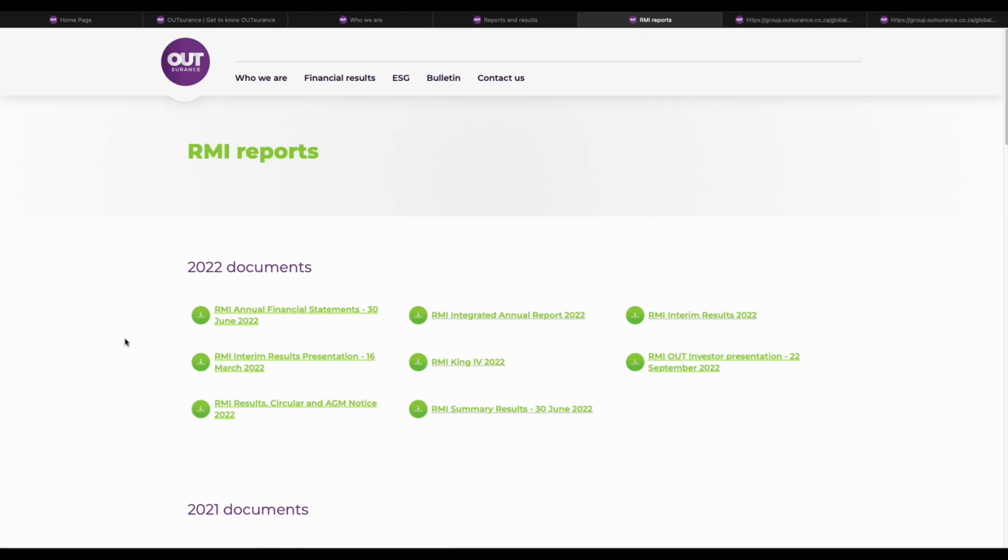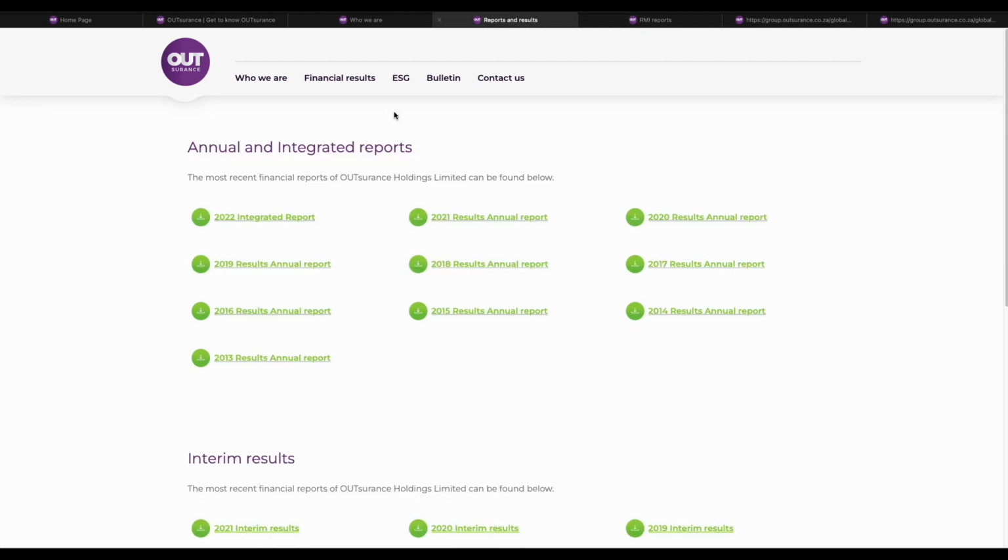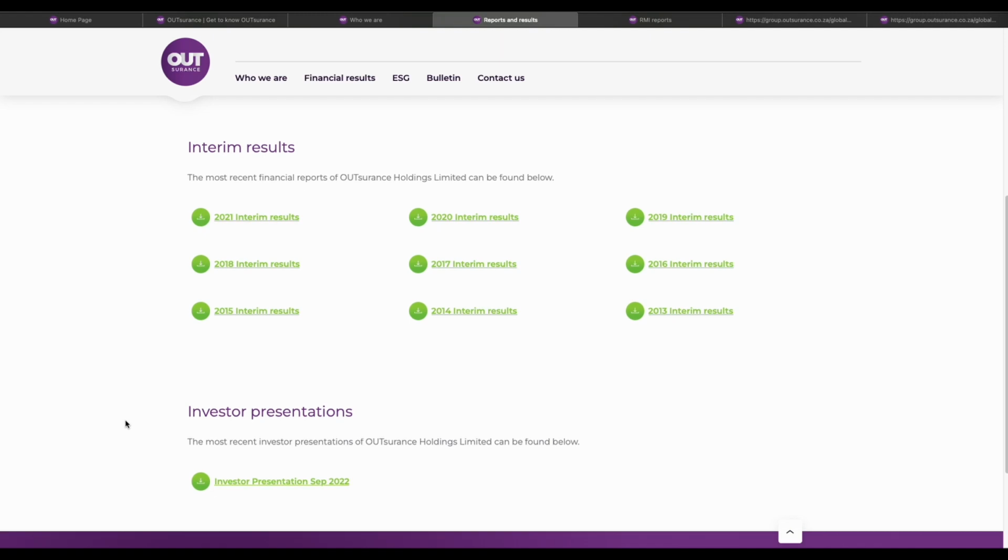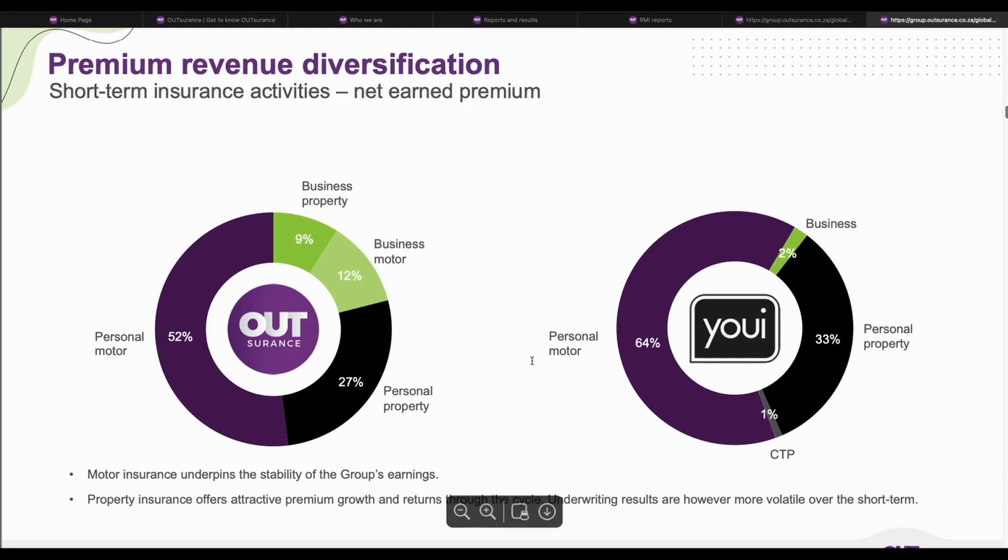So when we look at the previous report, which was the 2022 investor presentation that was done in September 2022, not the interim result, what we see there is the different segments within the OUTsurance business. We can see that they have about 52% in car insurance, about 9% in business insurance, and 27% in personal property. But there's also business motor, which makes about 12%. We're not going to focus more on the Australian business, just locally. This is what we see.